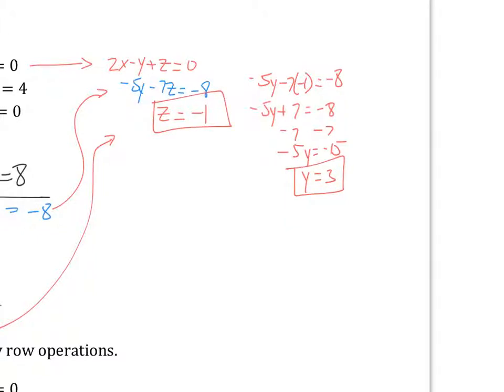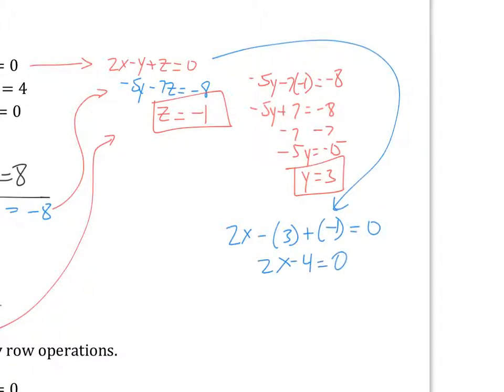And finally, plugging into this top equation, substituting both of these back here, we get 2x minus y plus negative 1 equals 0. So 2x minus 4 equals 0. 2x equals 4. Dividing by 2, x equals 2. All right, so there we have our answers. To put it all together, x equals 2, y is 3, and z is negative 1.